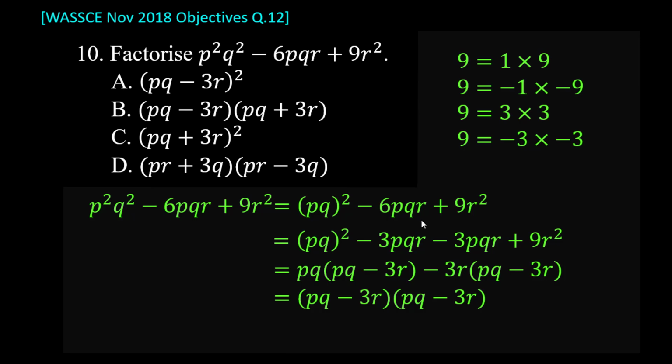Now do you realize that the items in both brackets are the same, or in other words it is one quantity multiplied by itself? And to simplify it further, it will be better to write one of them and then introduce the square as shown on the screen. Why? Because pq minus 3r times pq minus 3r is simply the same as pq minus 3r all squared. So it's obvious that the answer is going to be option A as shown on the screen.